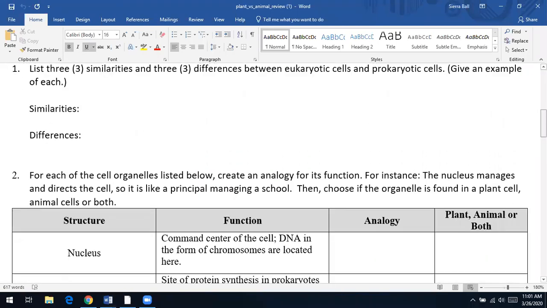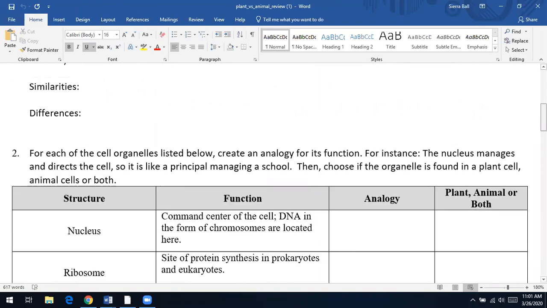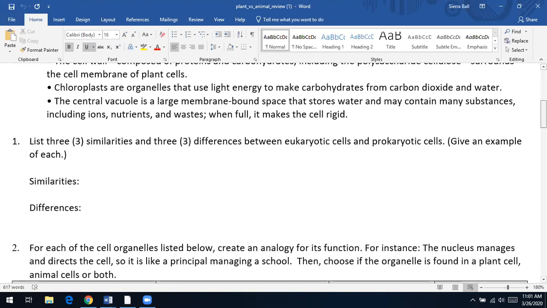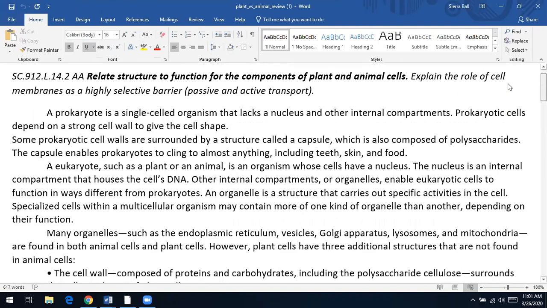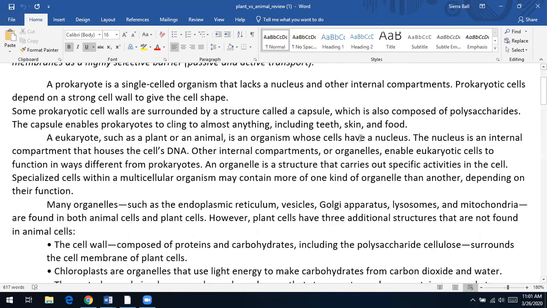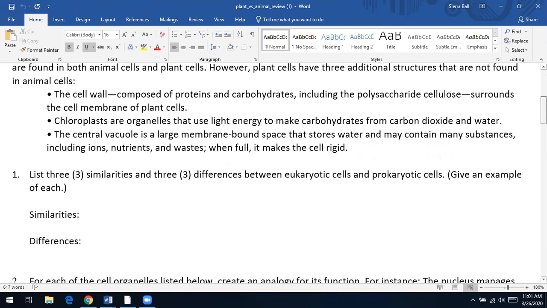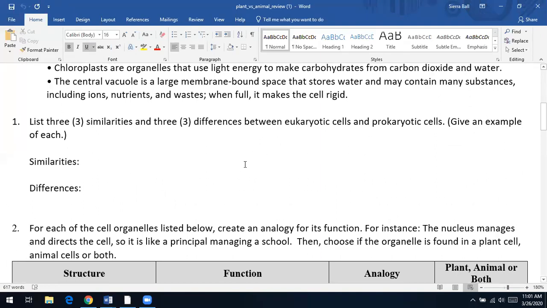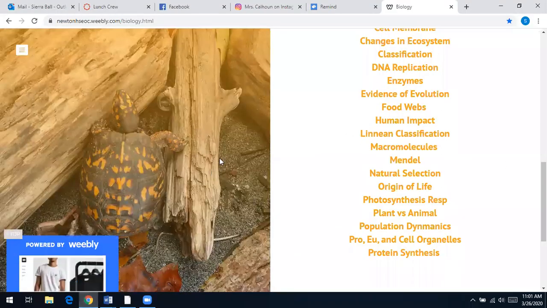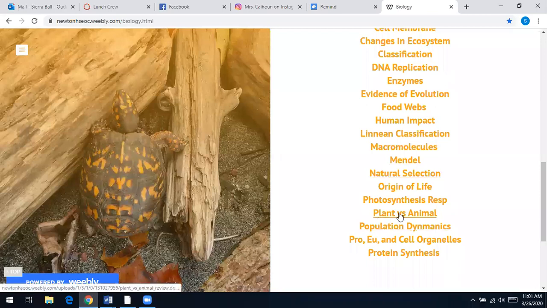Plants versus animal cells. We already went over a lot of this stuff on the last page, so I'm not going to bore you with reading through it again. If you still have the other page up, great, you can use it to help you answer the stuff on this one, okay? If you're on the Weebly page, this is the plant versus animal page.